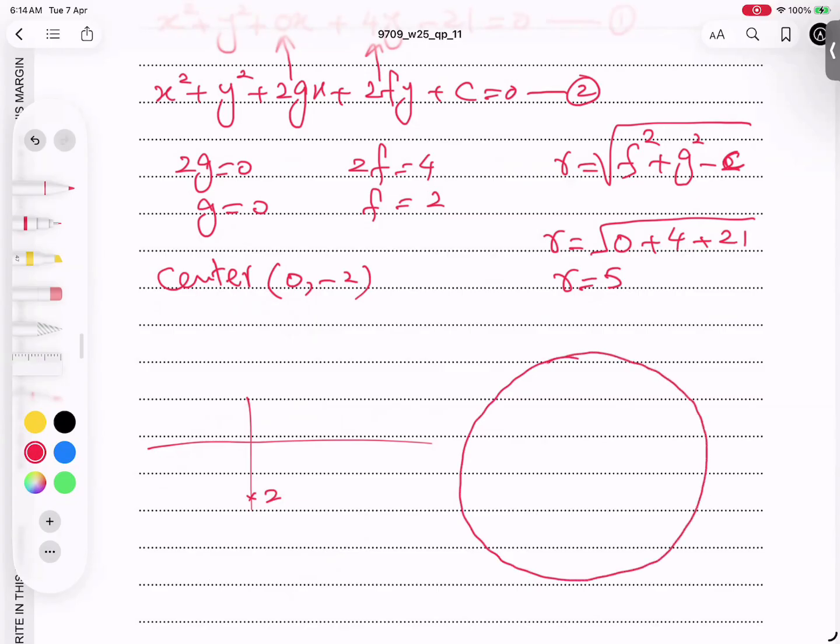Okay. Now students, where is the center of the circle? The center of the circle lies on the y-axis. Here is the center of the circle, and this is x 0 and y -2. Okay, and the radius is 5, this difference is 5. If I go 2 units upwards, I'm just marking 1, 2, 3, 4, 5.